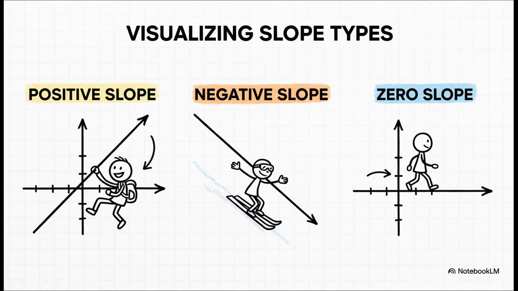And check this out. a can really only tell one of three stories. If a is a positive number, our line is going uphill from left to right. If a is negative, it's headed downhill. And what if a is 0? Well, then the line is just perfectly flat. Uphill, downhill, or flat. That's it.